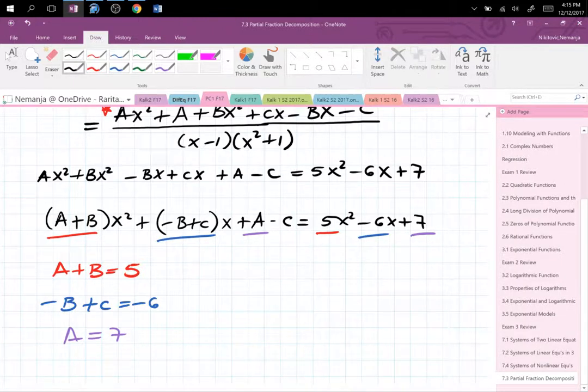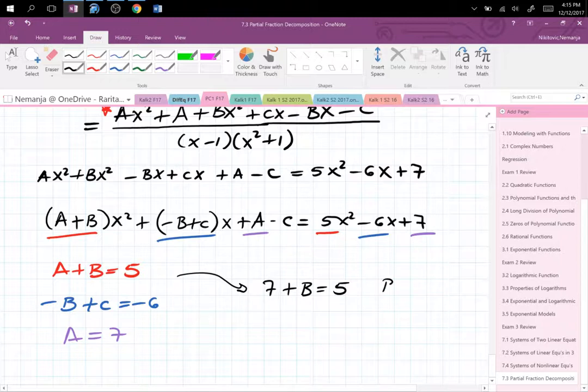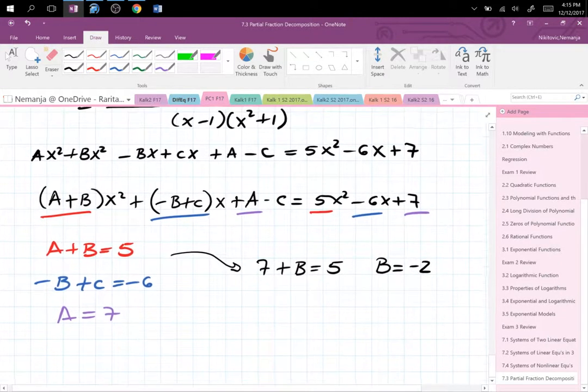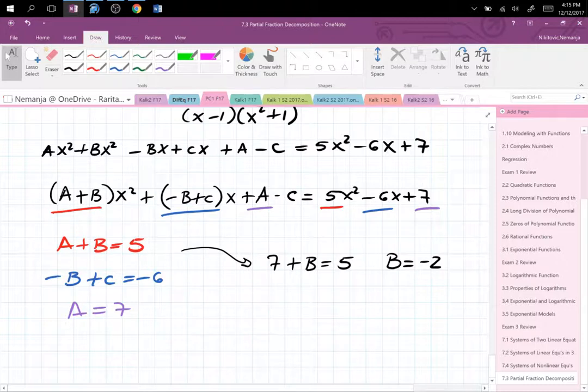But let's... So from the first equation, 7 plus b is 5. b equals negative 2. And then when you plug in negative 2, it becomes 2. So altogether negative 8. So this is 2. I mean minus minus 2, but it's right. And then plus c is equal to negative 6. So c is negative 8.